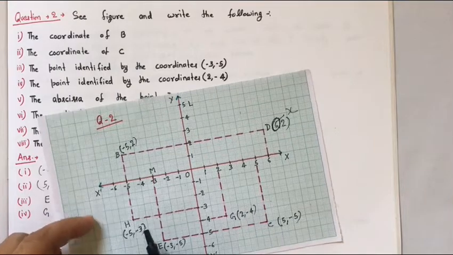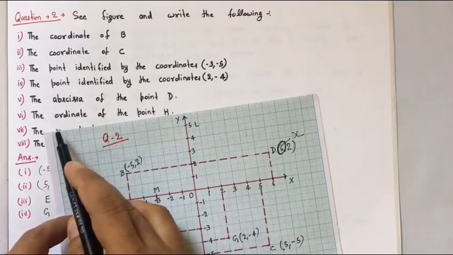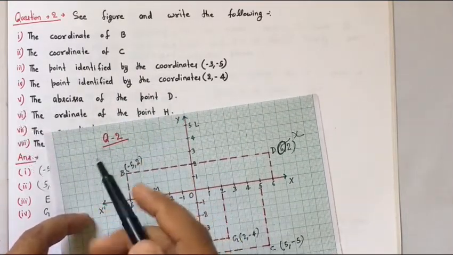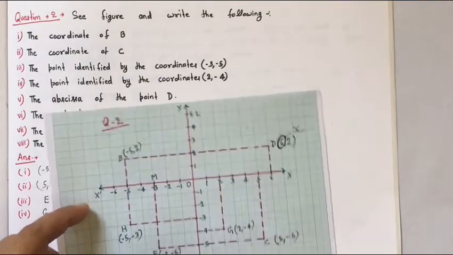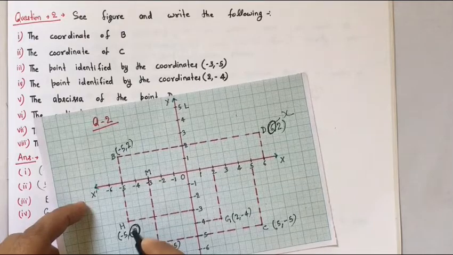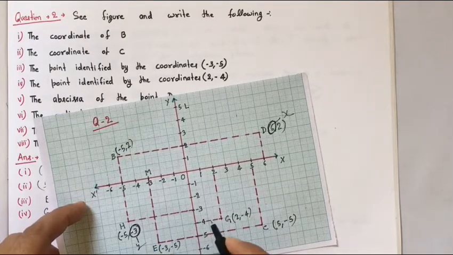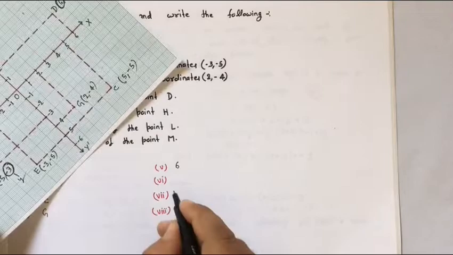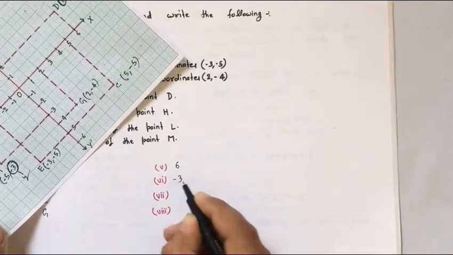Clear? And the question wants the ordinate only. We have to tell what? Ordinate. Ordinate means the point on the y-axis. The point on the y-axis is -3. So the ordinate is -3. Clear?